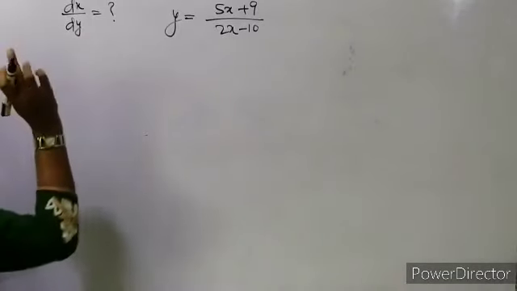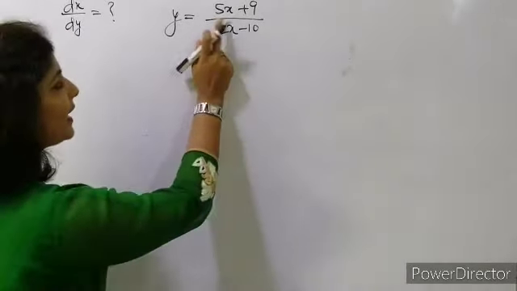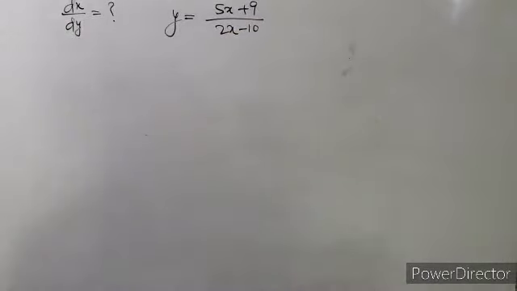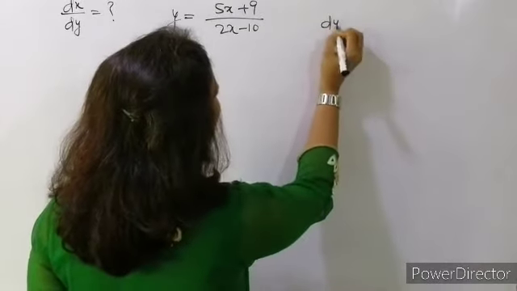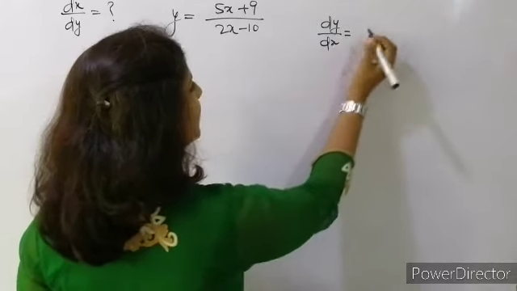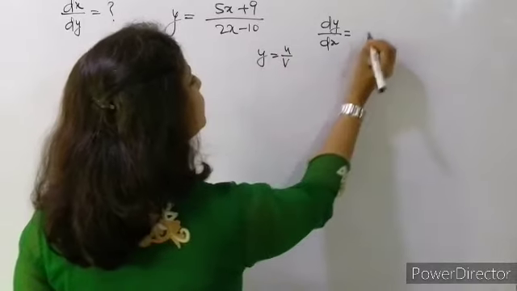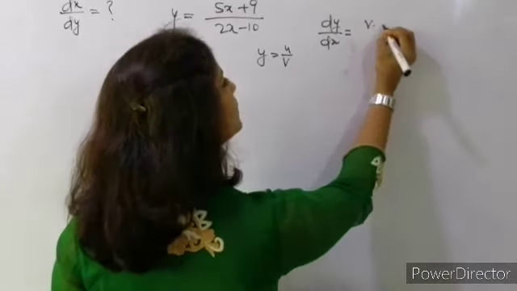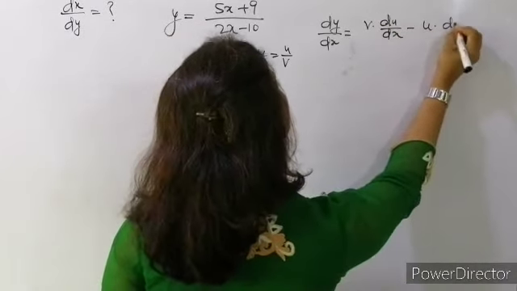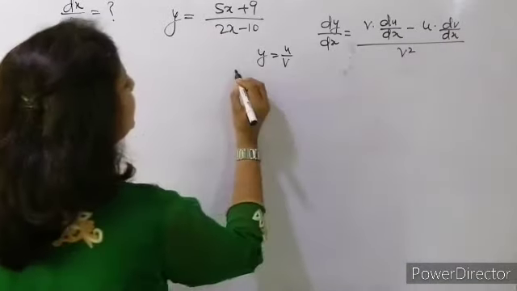Okay, so we have a question. We have to find out dx upon dy if the value of y is given as 5x plus 9 divided by 2x minus 10. So again we'll apply this formula. For dy upon dx, if y is equal to u divided by v, then first of all, v as constant, du upon dx, minus u as constant, dv upon dx, divided by v square. Okay, this is the formula.